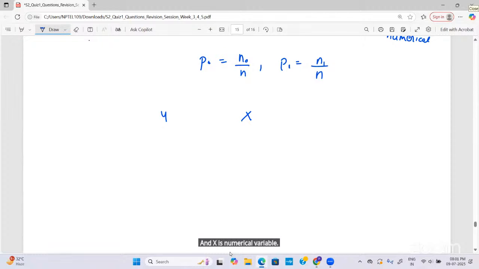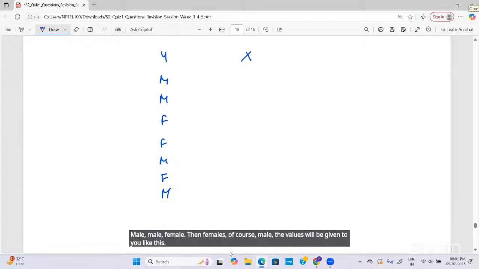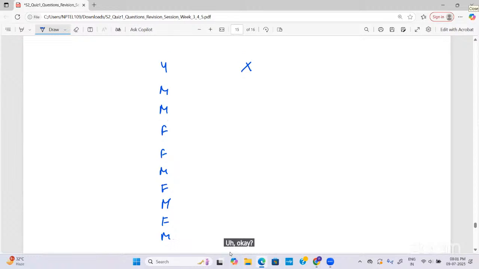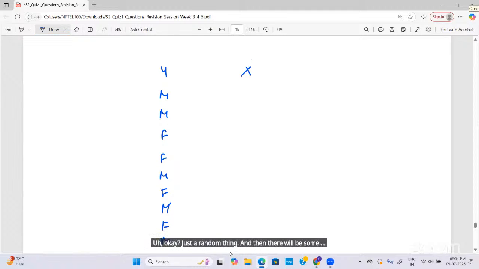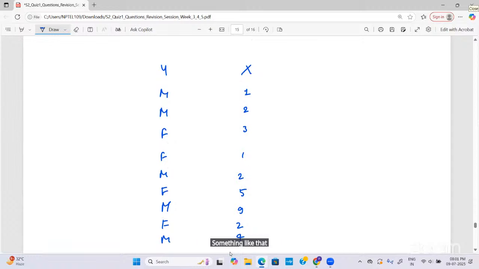So it is the data set, like suppose male, male, female, then female, suppose male, the values will be given to you like this. Okay, just a random thing. And then there will be some numerical values for this data set. Something like that. Then if you have to calculate, suppose y0 is for male and y1 is for female, then you have to calculate the mean.